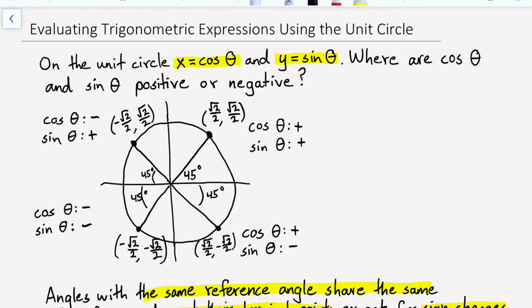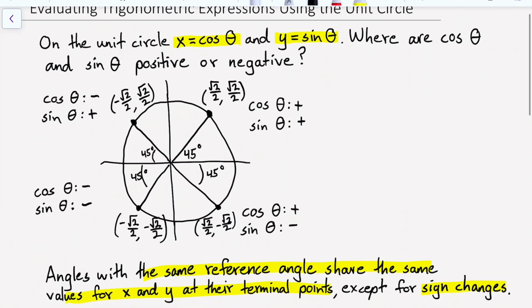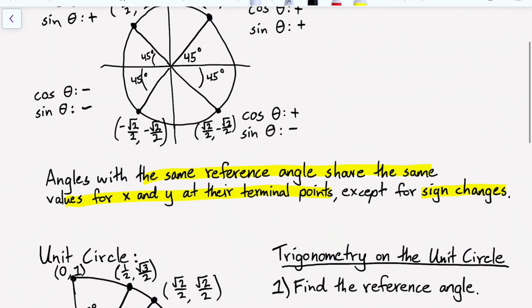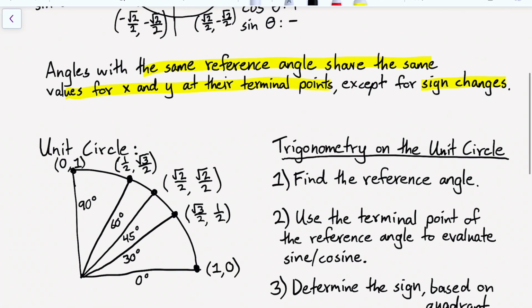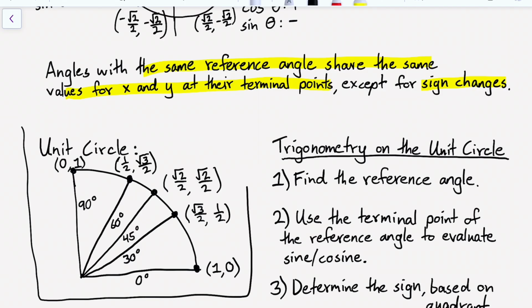So as we work our way around the unit circle, we begin to see that we really only need to refer back to the first quadrant of the unit circle, as I've highlighted here. Every other quadrant of the unit circle repeats the same values for terminal points. It just changes the positive and negative signs on x and y.